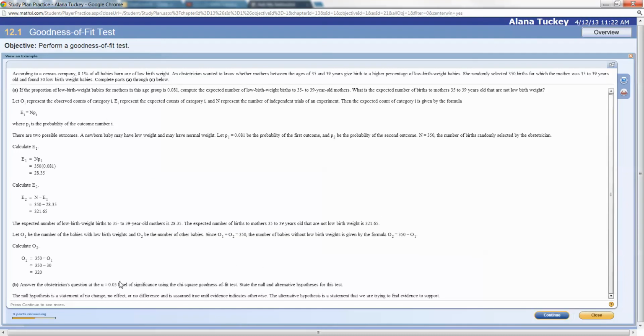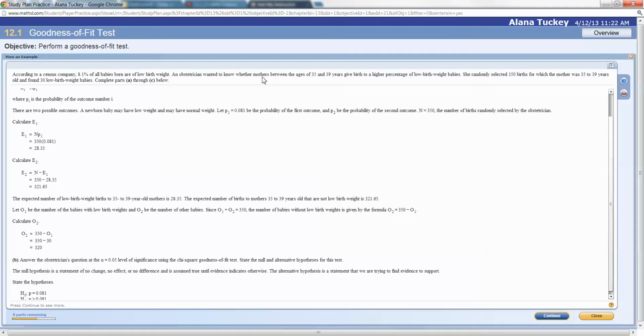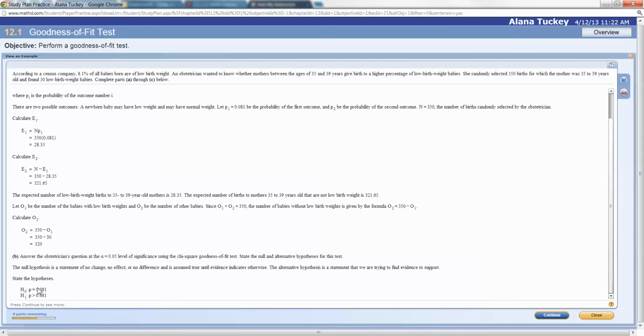Everything's good there. Now answer the obstetrician's question at the alpha 0.05 level of significance using the chi-square goodness of fit test. A goodness of fit test would be, is that proportion matching what they said it was, that it's 8.1%? The obstetrician wanted to know whether mothers between the ages of 35 and 39 give birth to a higher percentage of low birth weight babies. Higher, so it's a right-tailed test. We assumed that it's 8.1%, and higher would be greater than 0.081.